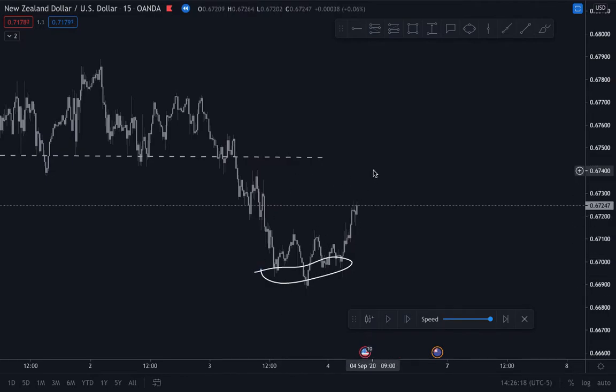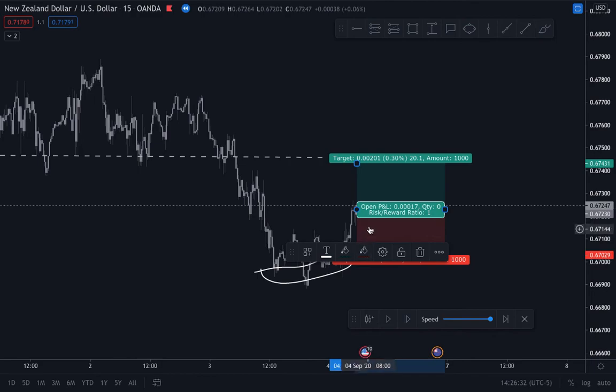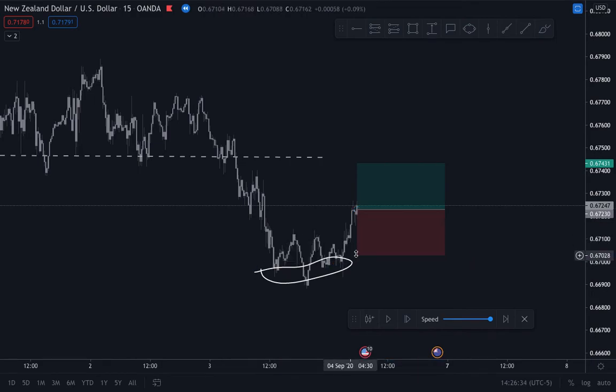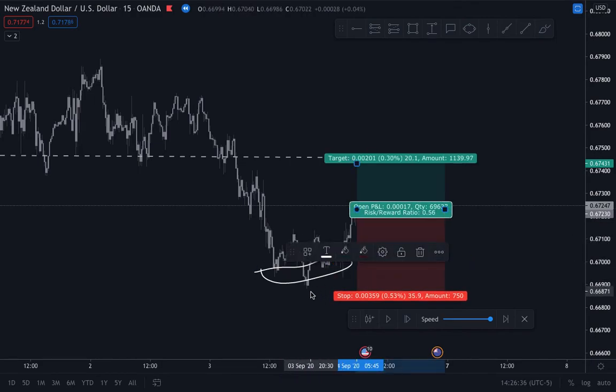And this might be an area where I would start to consider my entry. I would probably have entered on this candle, but I'm late to this. I'm late to the market right now, so let's just plot it. I'd place it behind there.